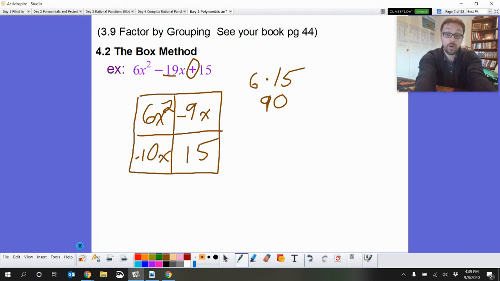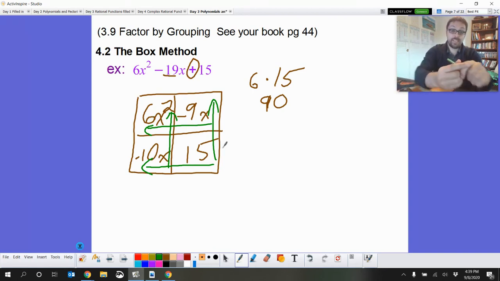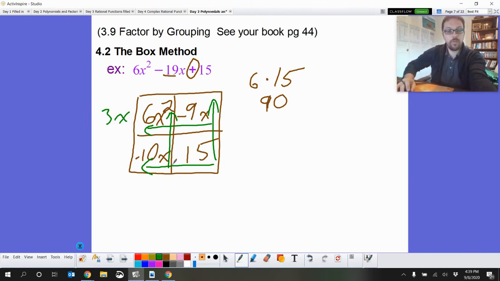After you have done this, all you need to do to finish the factor is do GCFs. Do GCF this way, this way, this way, and this way. So for example, if we go across here and find our GCF, it is 3x between 6x squared and negative 9x. If we go this way and look between negative 10 and 15, we've got a 5. Now, if there's a negative on the edge, which there is in this case, grab that as well.